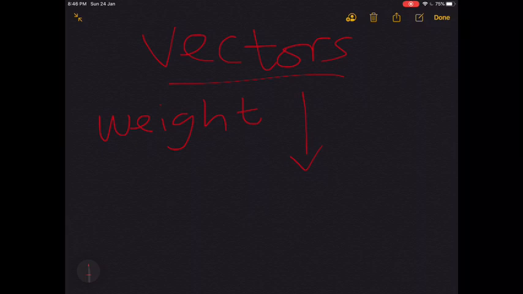An example is weight. Weight always acts downwards, and the magnitude of weight could be a value such as 10 newtons. Weight is always the force acting down. It has a magnitude of 10 and a direction which is downwards. So weight is a vector quantity.